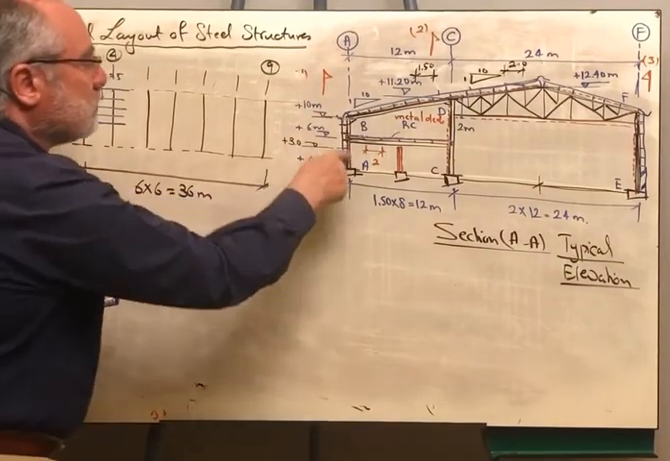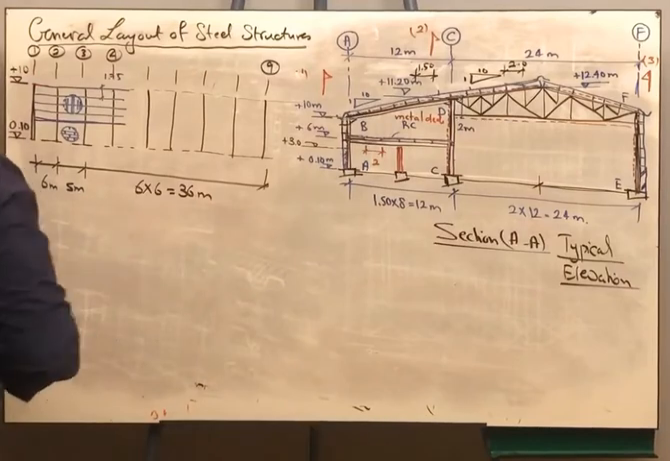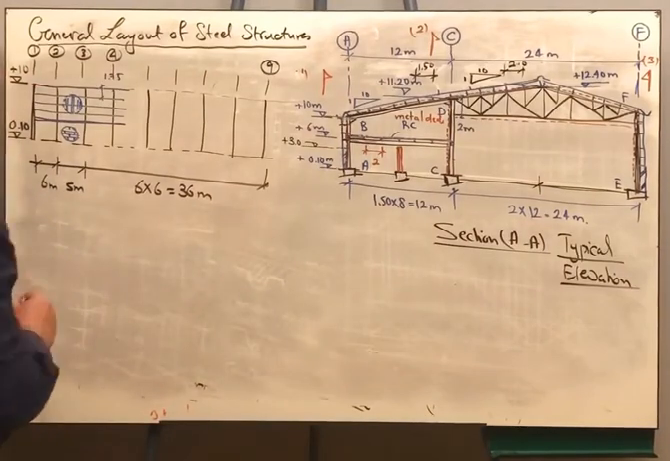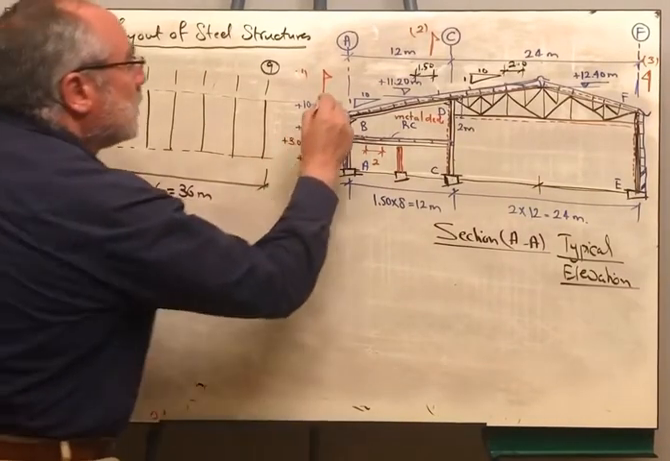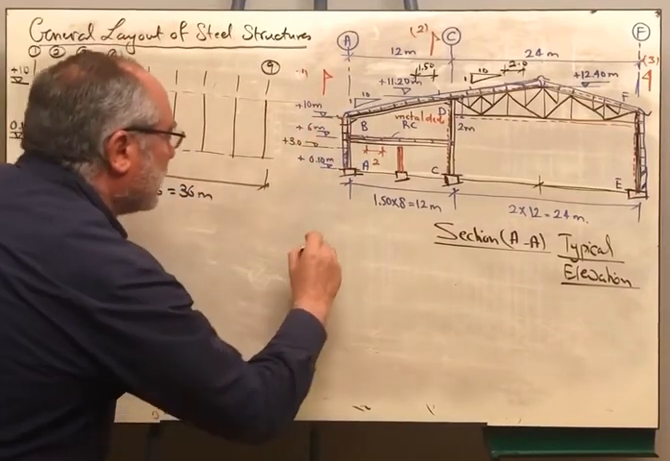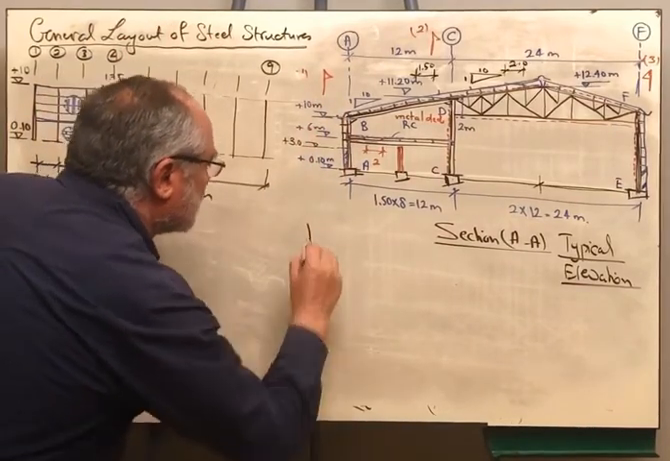Also, we are having vertical bracing. Let us see. Let me explain this. I need to elaborate on this column. This column is like that.